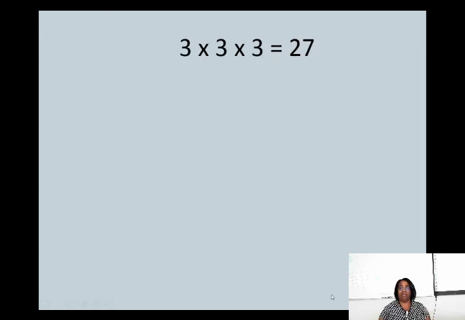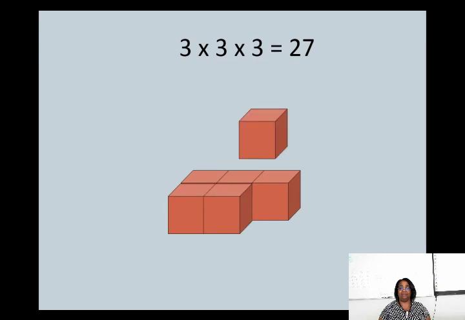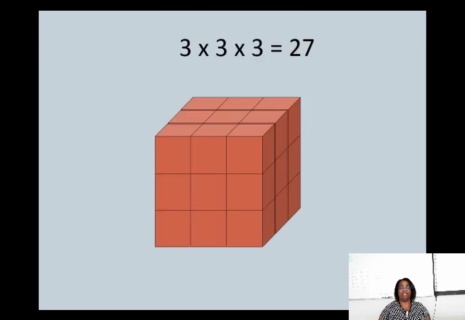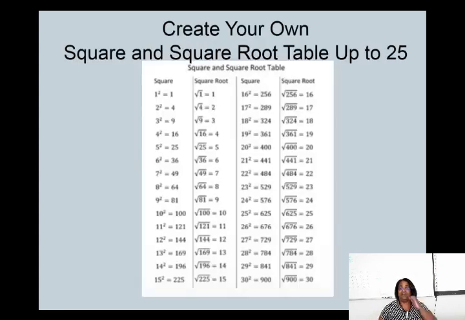And then let's do 3 times 3 times 3 is 27. So let's see what that looks like. Okay, so that's a bigger cube. So the cube root of 27 is 3. And make sure you put the little 3 there for cube root. Then let's look at a chart here.